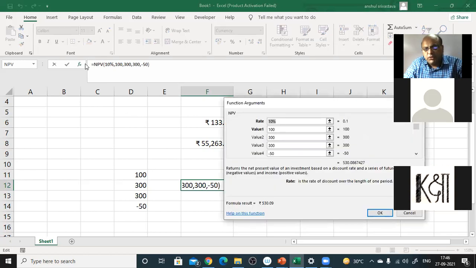Look at the syntax of the formula again. Rate and value 1, 2, 3, 4. How many values can you put? However many values you have. There is no limitation on the number of values. So you can put any number of values.